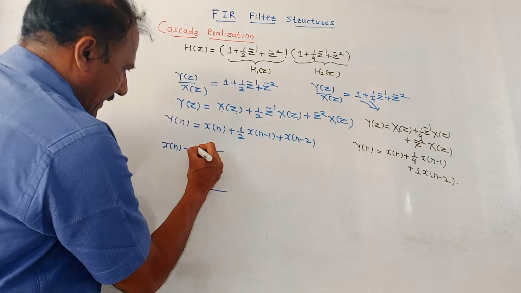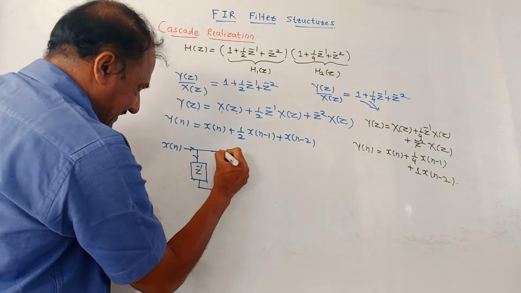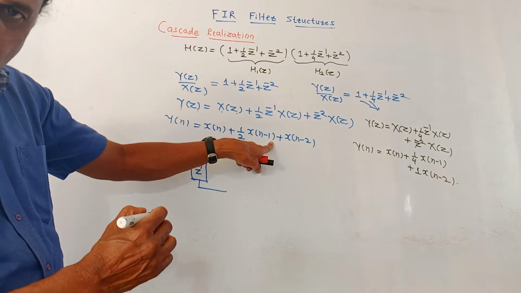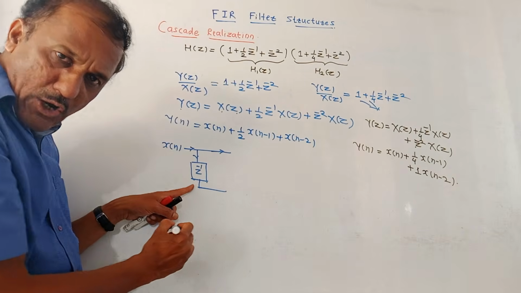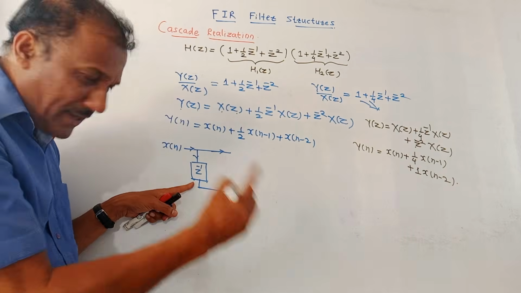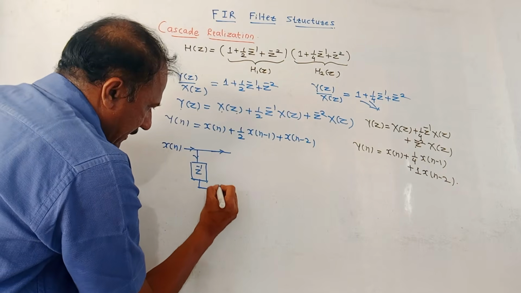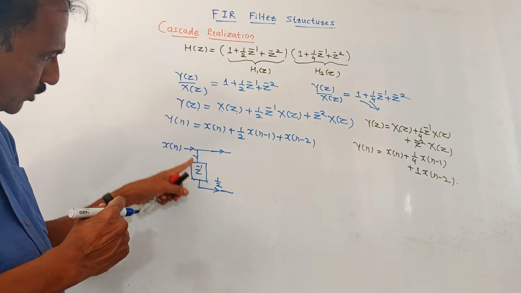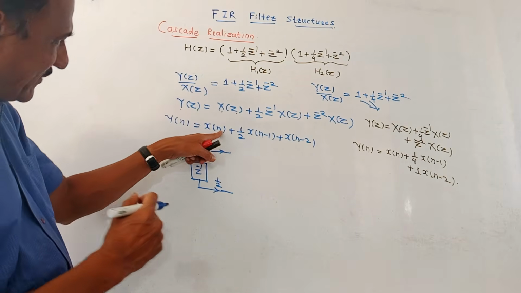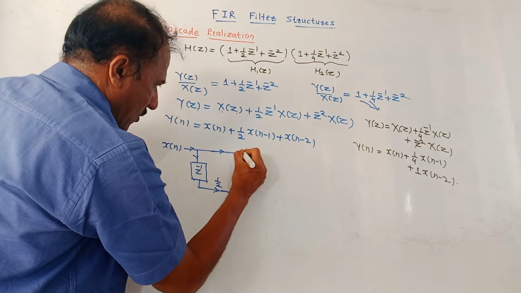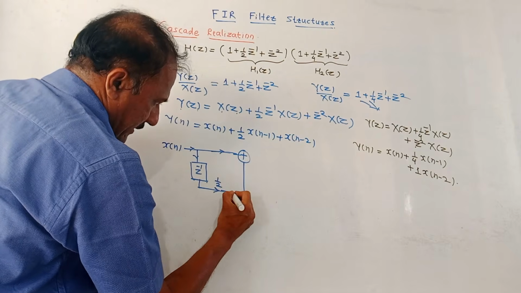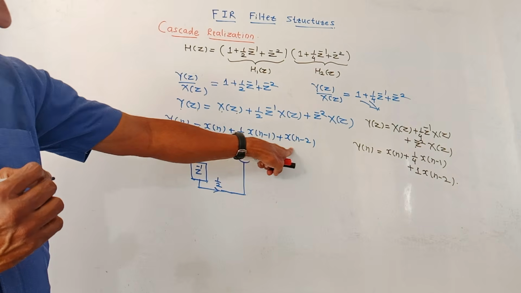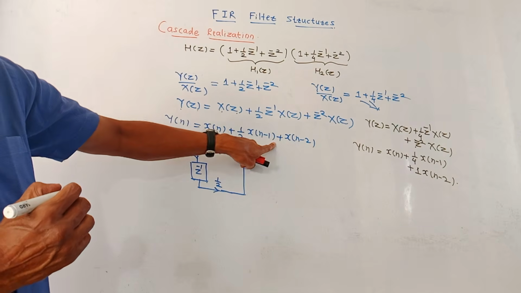This is x(n). Again x(n) passes through these two lines. The next term is 1/2 x(n minus 1). This is the delay. At the output of this, you will be getting x(n minus 1). Right here, 1/2. So at this point, you will get 1/2 x(n minus 1). It is added with x(n). So draw one adder over here and join these two lines. The next term is x(n minus 2), added with the previous part.